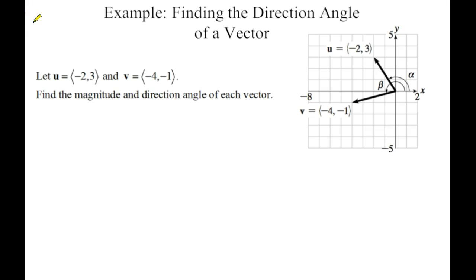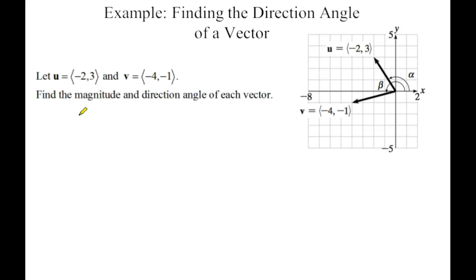Now we're to our last example. In this example, we're going to find the direction angle of a vector. So we have vector u, which in component form is negative 2, 3, and vector v, which in component form is negative 4, negative 1. We can see those vectors on the coordinate plane to the right. So we want to find the magnitude and direction angle for each of those vectors.